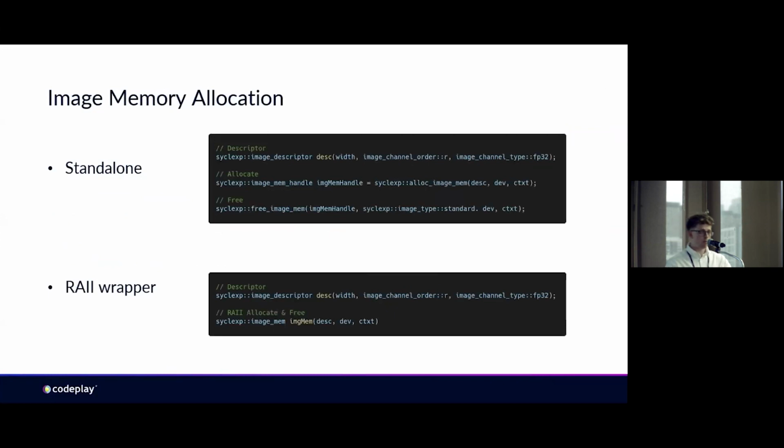And so how would you actually allocate image memory then? It's very simple. With the RAII wrapper, you just populate the descriptor with the appropriate values, and you can construct your image mem. But of course, there are the standalone functions to do the exact same thing.